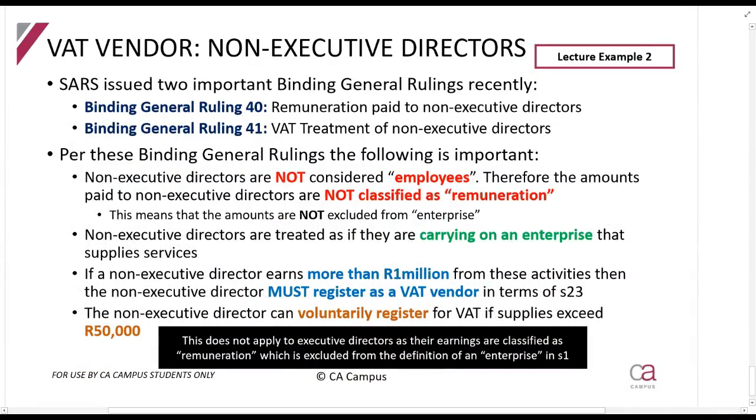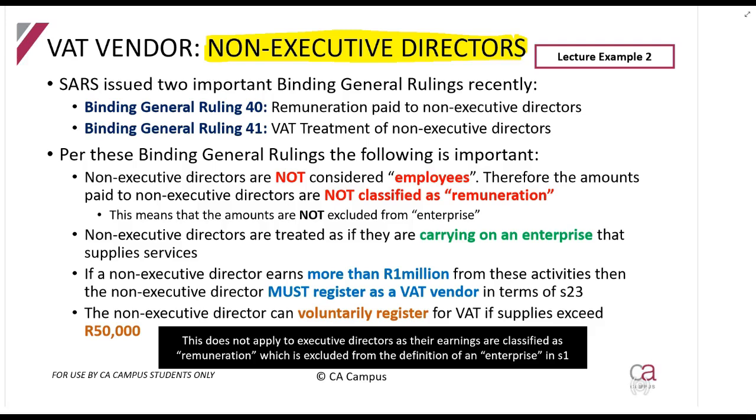We are now looking at non-executive directors, our last little bit here when looking at VAT vendors. First up, what is a non-executive director? Well, an executive director is a director who is involved in the day-to-day operations of a company. So they help run the company on a day-to-day basis. That's an executive one. A non-executive director is thus a director who is not involved in the day-to-day operations. They typically form part of the board of directors, obviously, and they attend board meetings and help with strategic decisions, but they're not involved in the day-to-day activities.